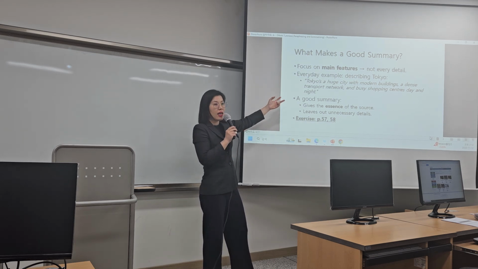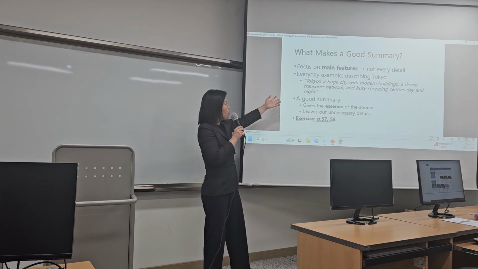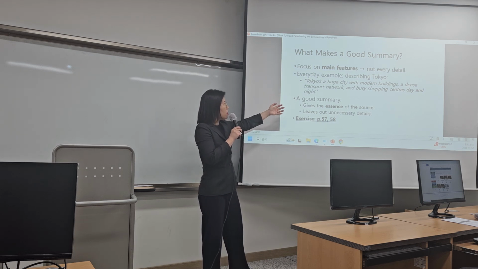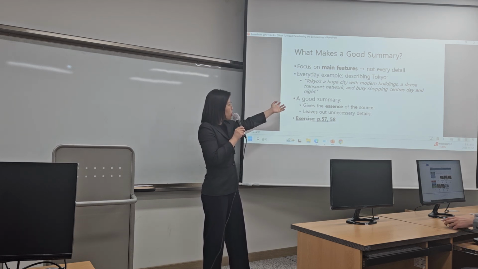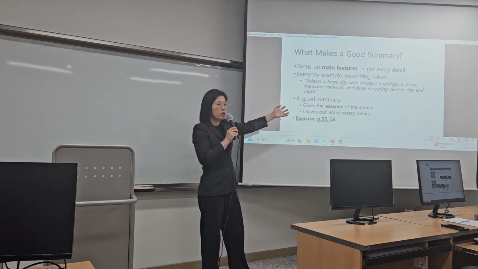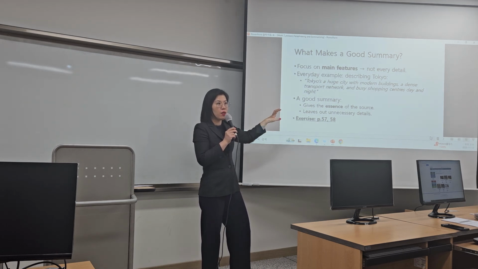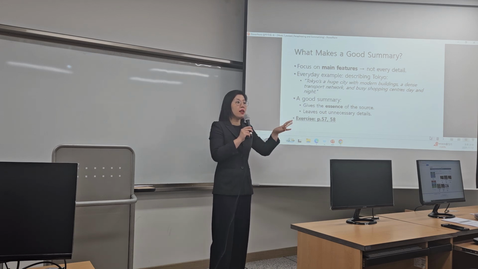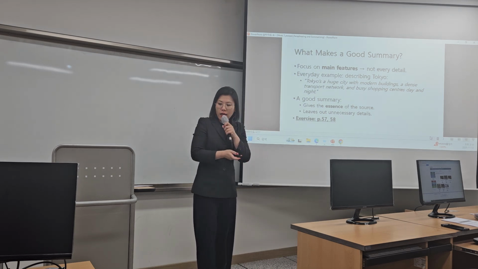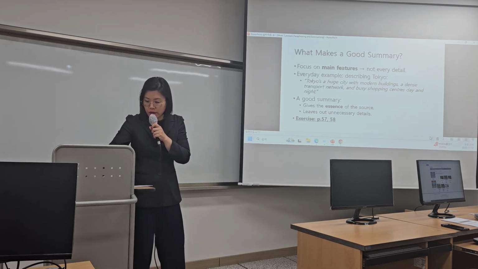So for this case, if you were to summarize, you can just write down Tokyo, modern buildings, complicated transport network, busy shopping centers. That's it. And then you can basically just write them down in the summary, and then you can use them later for your essay. Okay, let's do some exercise for summary.